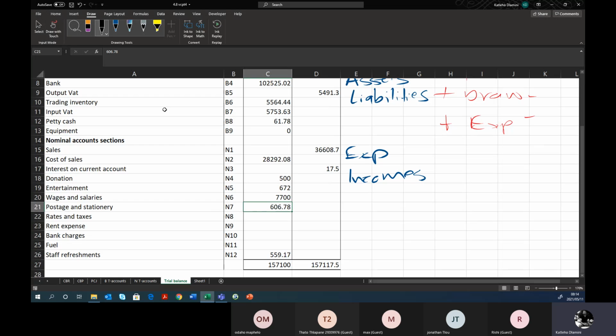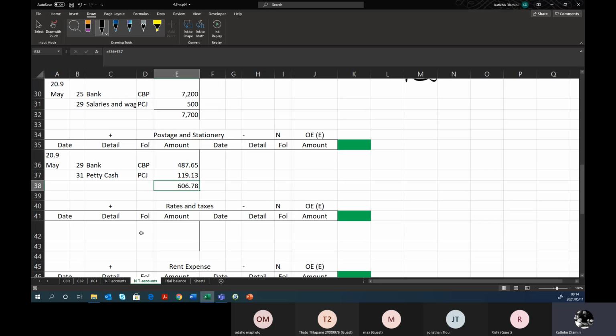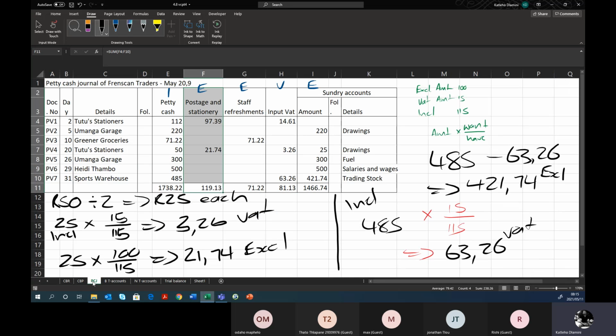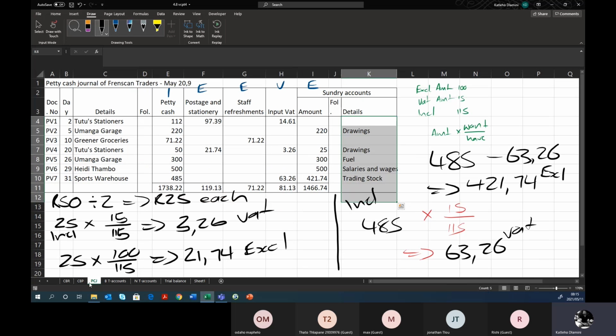The next one is rates and taxes. Again, you'll find this in your CBP, and there's a chance you'll find it in your PCJ. Let's look at the PCJ. Rates and taxes, there is nothing there. CBP, rates and taxes, of course there is, right there. That is the only one as far as I can see. Contra account is your bank account.